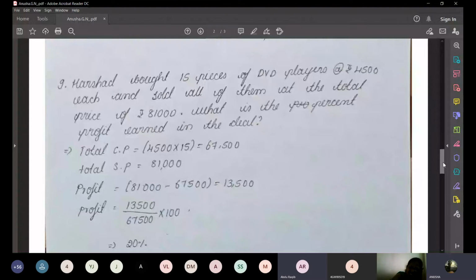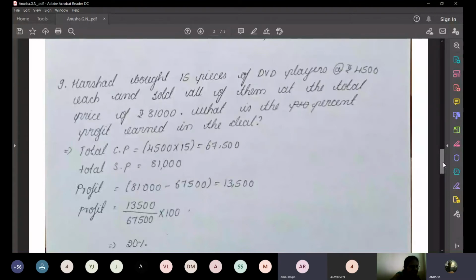After that, they sold it for 81,000. What is the total SP, the selling price? The selling price is 81,000. So for total profit we need to subtract the original price. 81,000 minus 67,500 is 13,500. So the profit is 13,500.